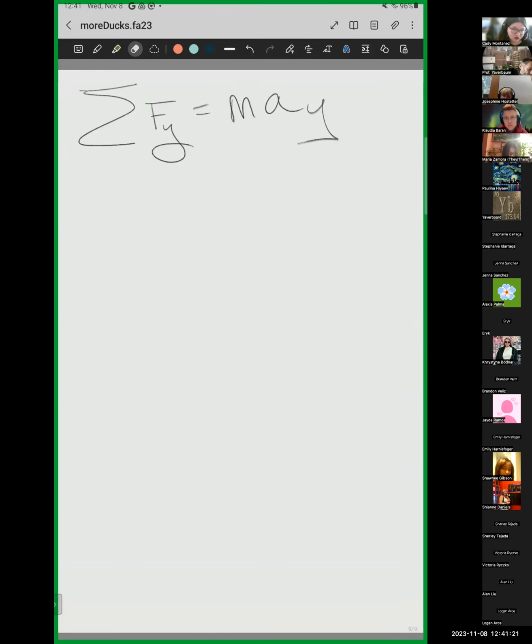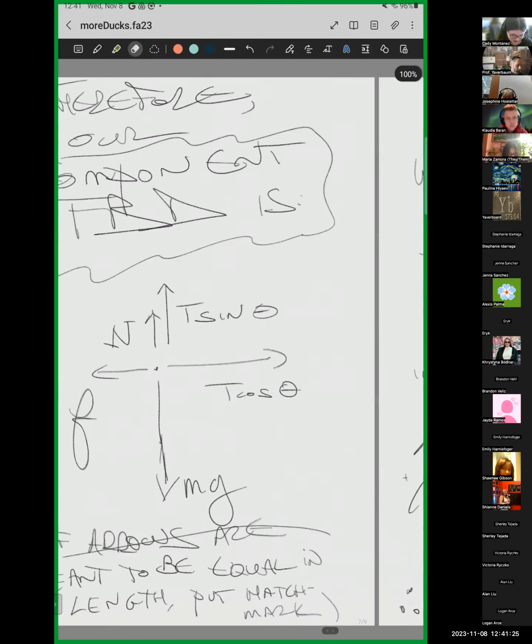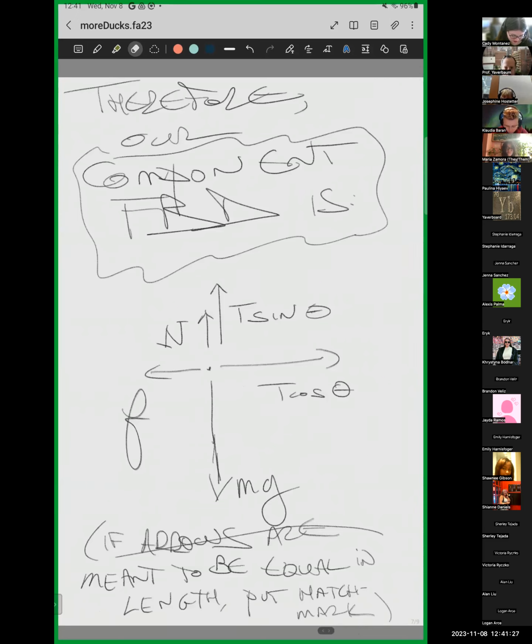And what do I plug in for the left side? I look at my diagram, and I look at the y-axis and I see that there are three forces pointing along the y-axis.